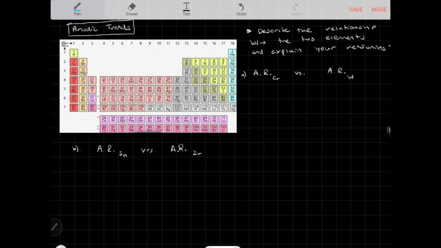Alright, so let's describe the relationship between the two elements and explain your reasoning. Let's take a look at the atomic radius of chromium versus the atomic radius of W, which is tungsten.